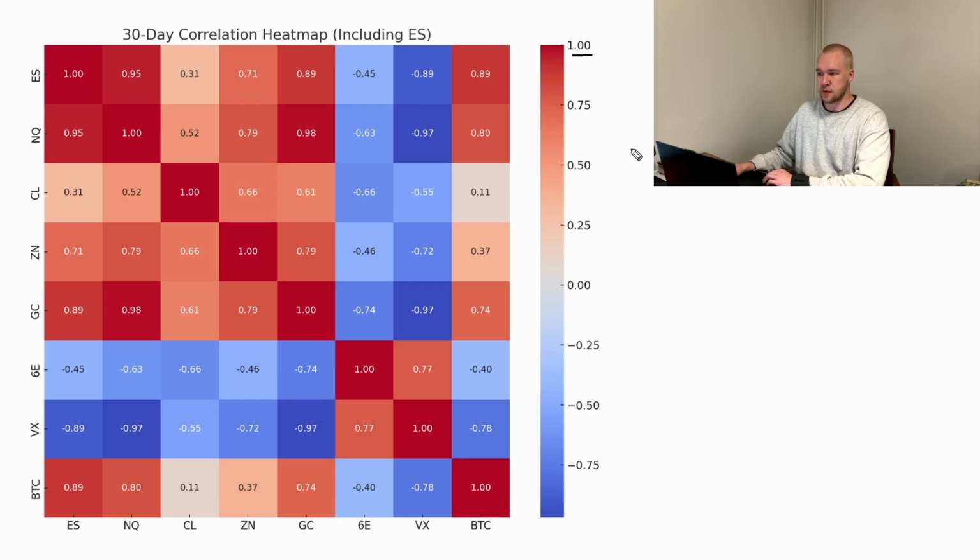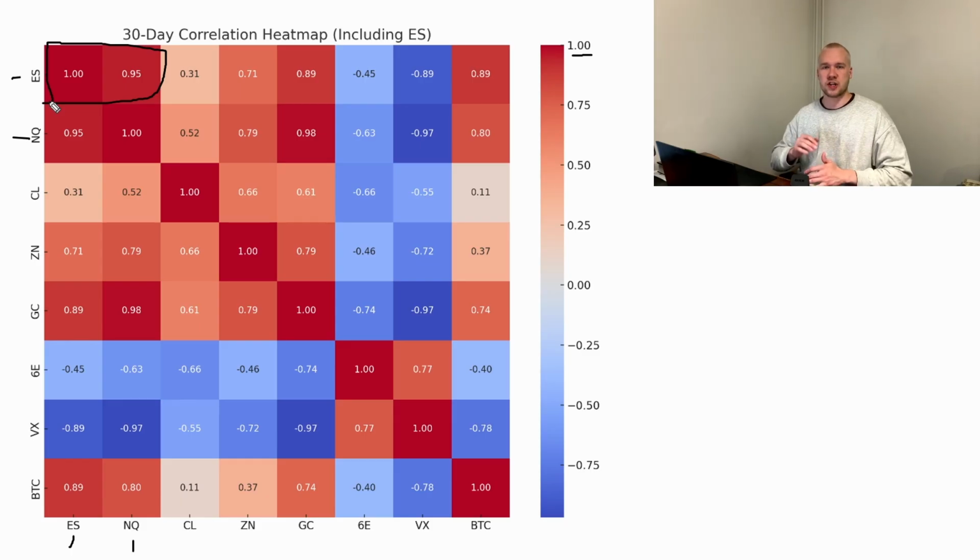Here we have the numbers between 1 and -1, and the closer the number is to 1, the stronger the correlation is, and the closer the number is to -1, the stronger the reverse correlation is. If it's at 0, then there's no effect really. If we look at our 2 most traded markets, which are the NQ and the ES, we can see that they have pretty much 1-to-1 correlation to each other. Whenever the S&P is going up, the Nasdaq is also going up, and vice versa.